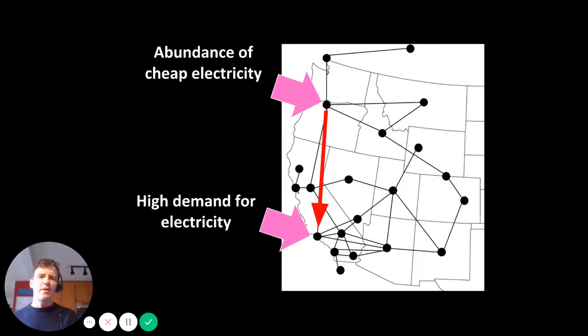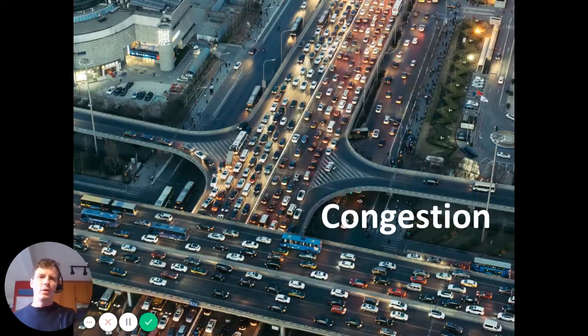And let's say we have an abundance of cheap electricity in the Pacific Northwest, and we want to get it all the way down to Los Angeles to meet high demands for electricity. That might not always be possible. We might be able to send some electricity down from the Pacific Northwest into California, but not as much as we'd like, and that's because of transmission congestion.